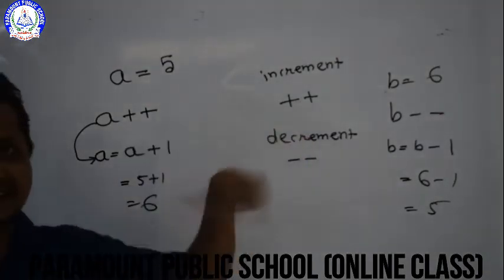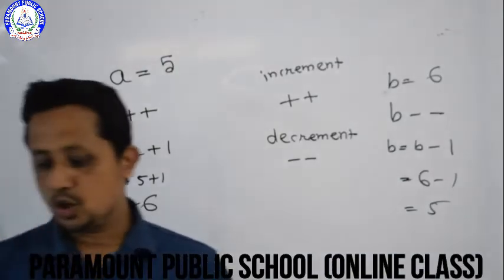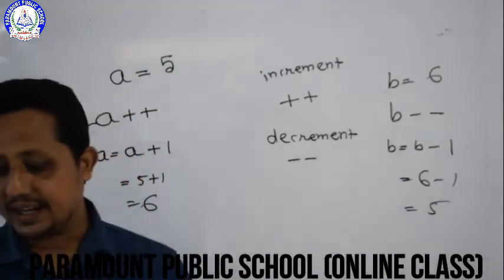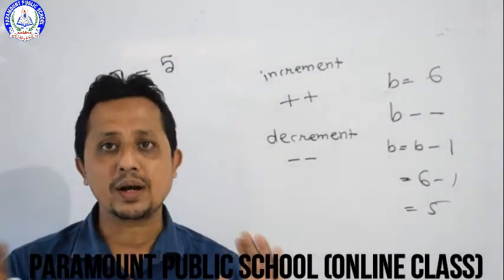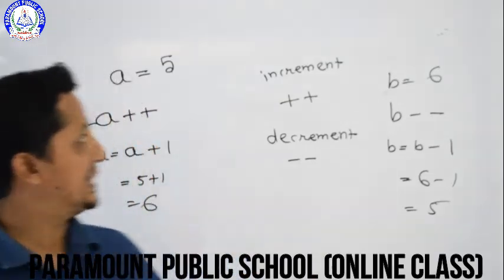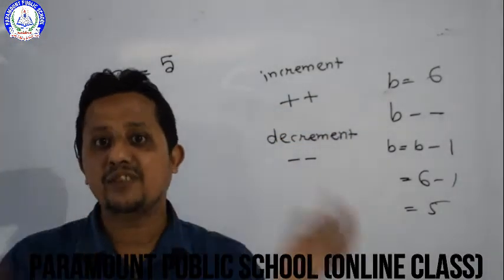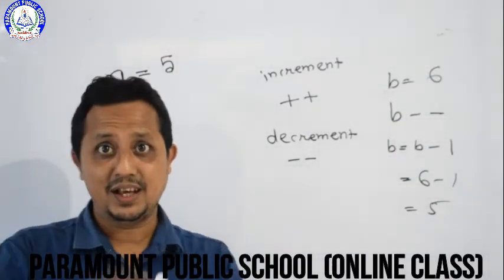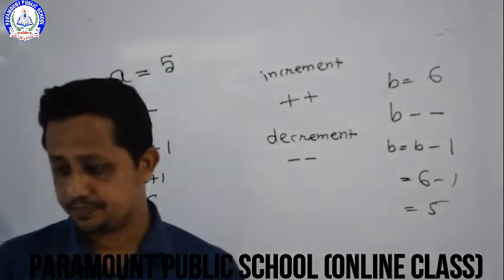So increment increases, decrement decreases. The increment operator increases the value stored in the variable, and the decrement operator decreases the value stored in the variable. And these all are variables. Here A is a variable, B is a variable, all these are variables because we are representing something with some values.